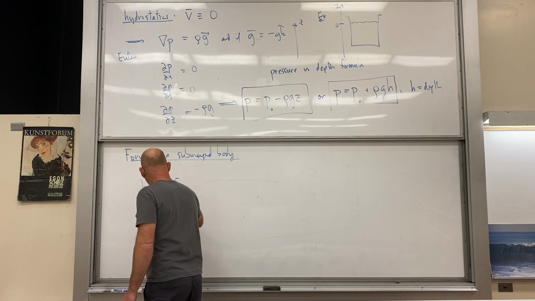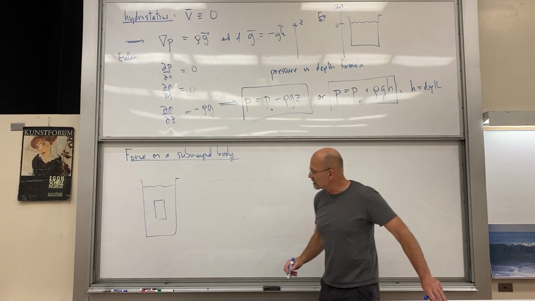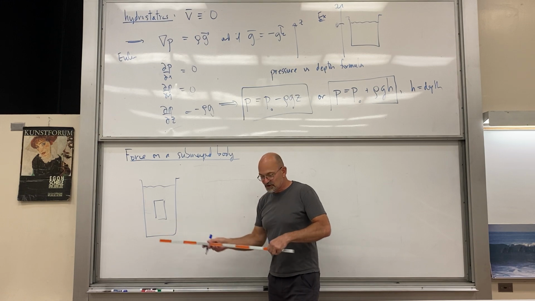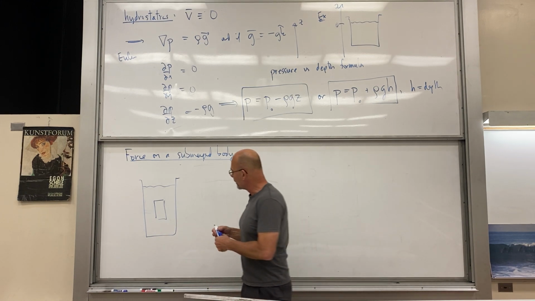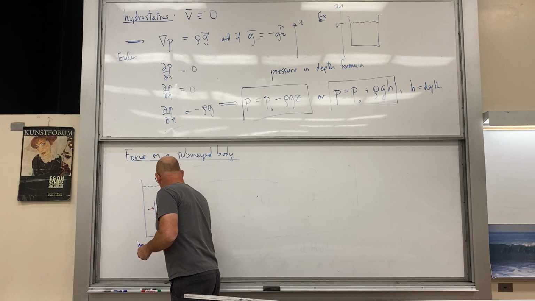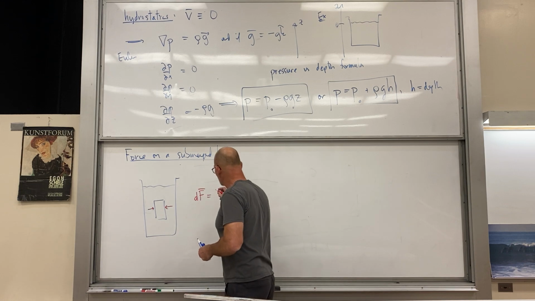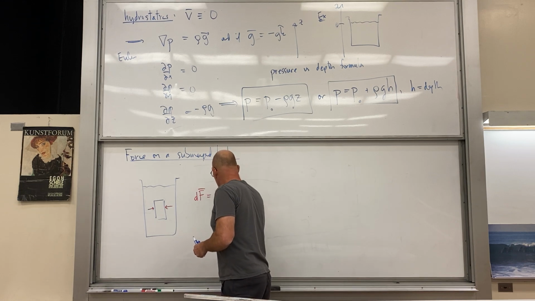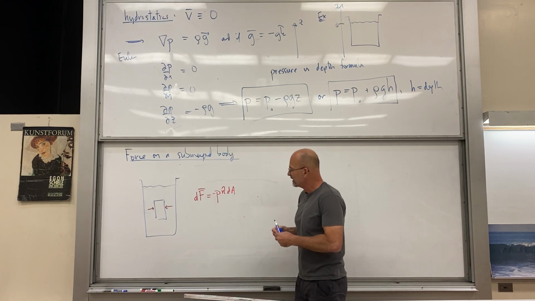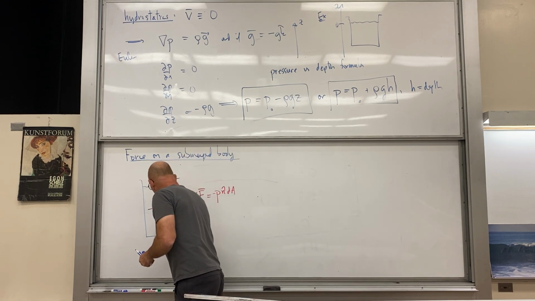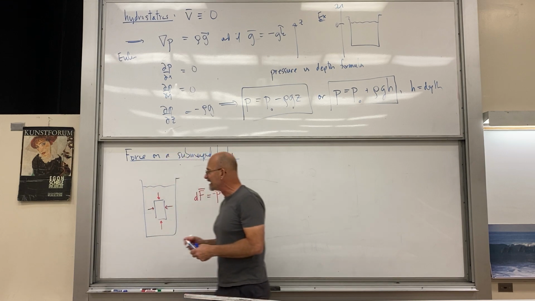So there's our beaker, there's our submerged body, and the pressure increases with depth, as we see from here. So there's a greater pressure. I'll do some red arrows. We have dF is equal to pressure minus pressure, n hat dA. So on these parallel sides, the forces are equal, but there's going to be a greater force pushing up than there is pushing down. Okay.